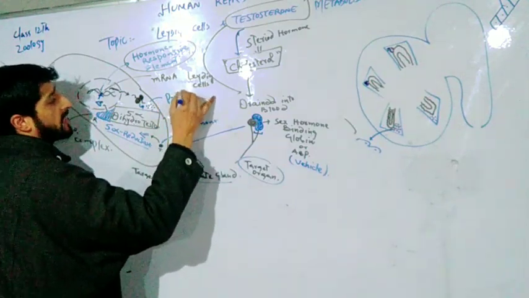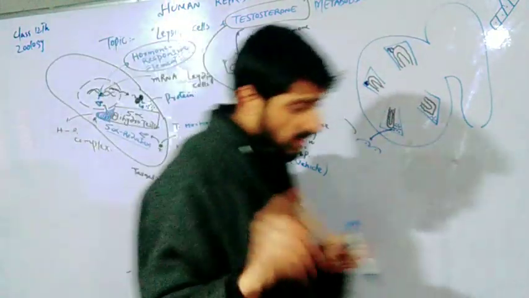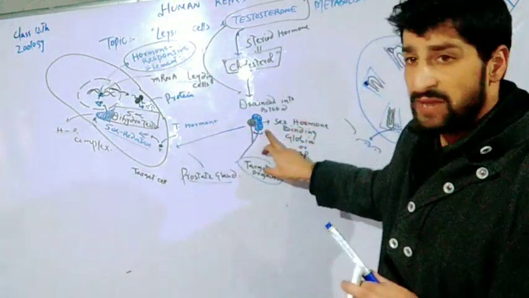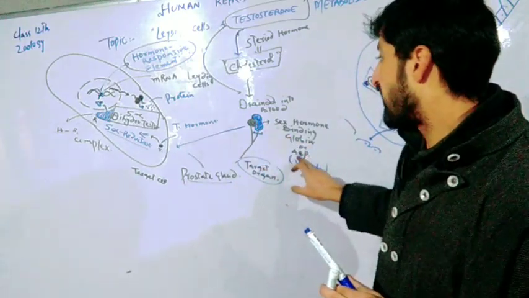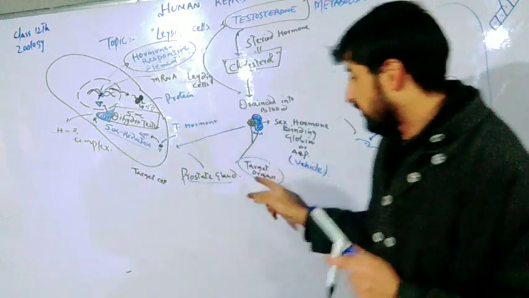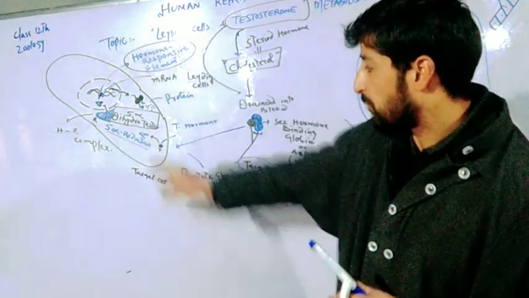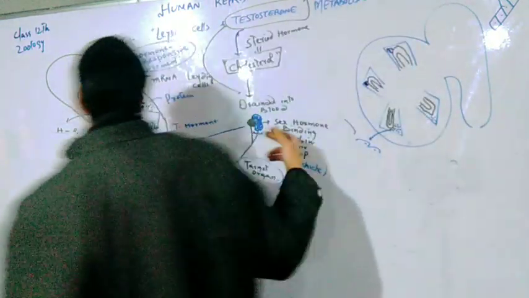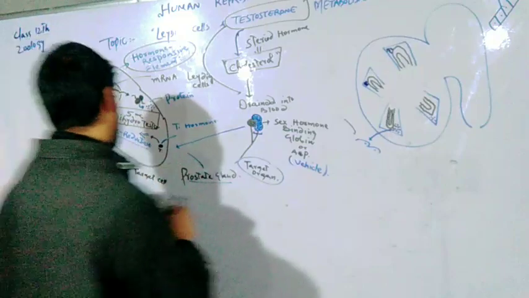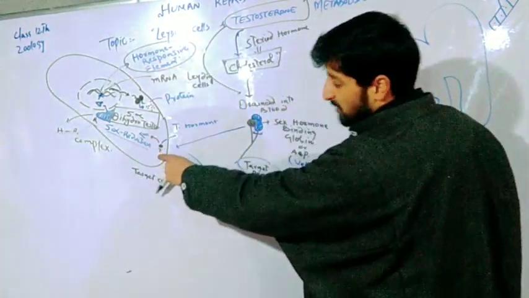What I told you right now is that testosterone is formed from Leydig cells. Once it is formed from Leydig cells, it is drained into the blood. In the blood, it is carried by a vehicle called androgen binding peptide or sex hormone binding globulin, and it is transported to the target organ. The target organ here is a prostate gland cell. In the prostate gland cell, it will directly enter because steroid hormones are easily permeable through the cell membrane.